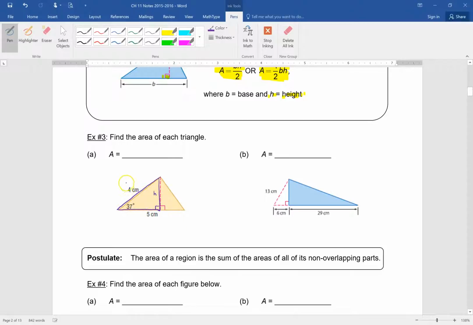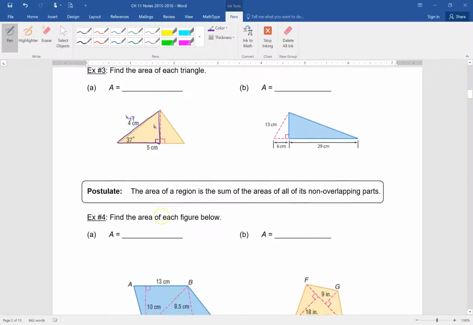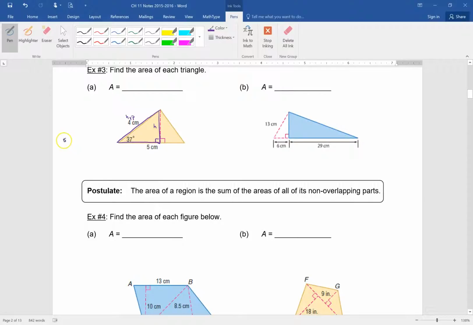What I have here is the hypotenuse, and the opposite side, that's a sine ratio. So I say sine of 37 is equal to H over 4. That means H is equal to 4 sine 37. H is equal to 2.4. One decimal place is enough if you're finding the length of a side.